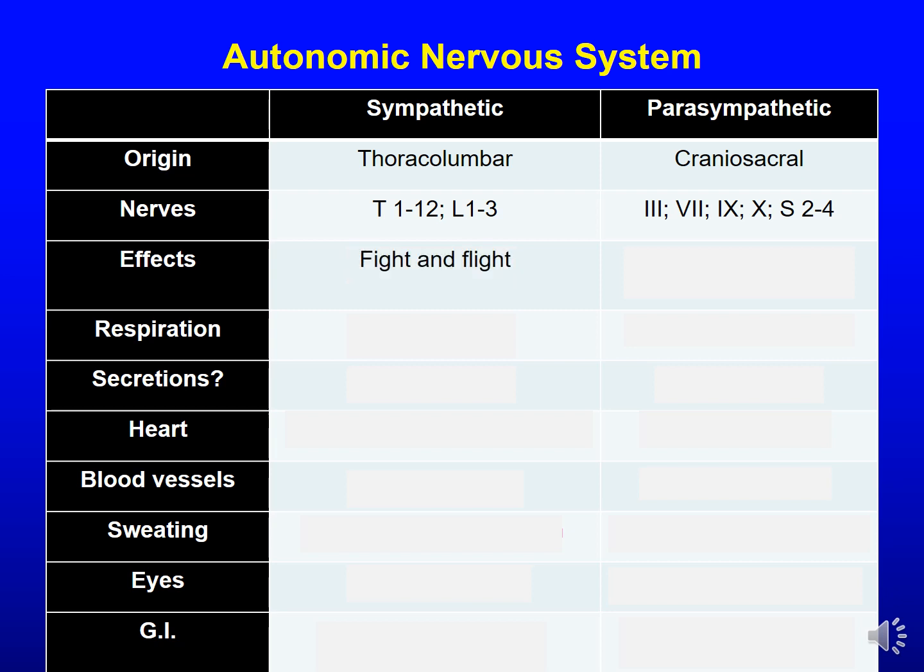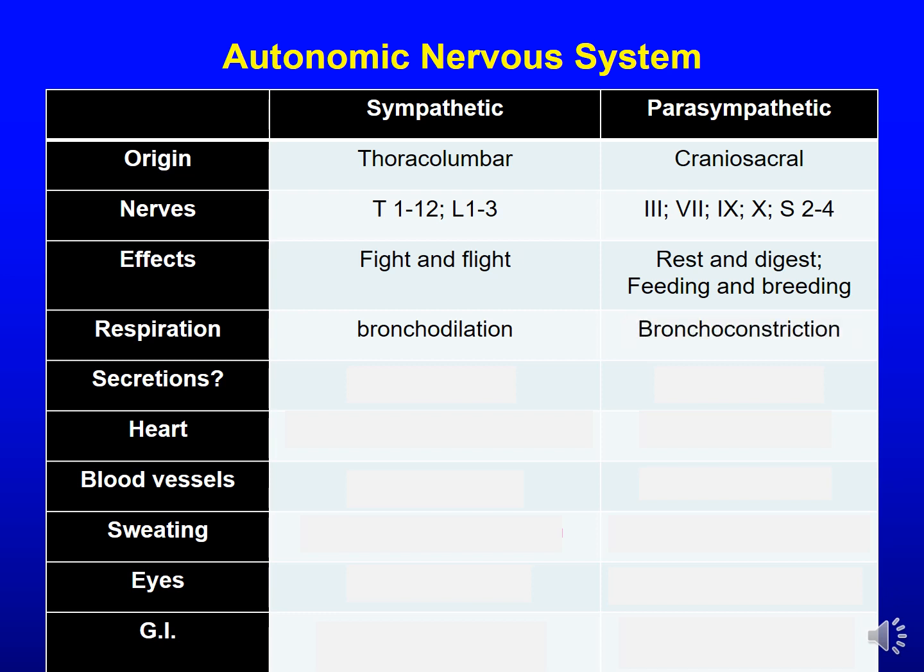For the effects, the sympathetic nervous system is fight or flight, while the parasympathetic is sometimes called rest and digest, or feeding and breathing. Now let's come to the effects of these systems on different organs and systems in our body. For respiration, sympathetic will decrease secretions and produce bronchodilation. So they widen the bronchial tree and make breathing easier. The opposite will happen in the case of parasympathetic. It will increase secretion and produce bronchoconstriction.